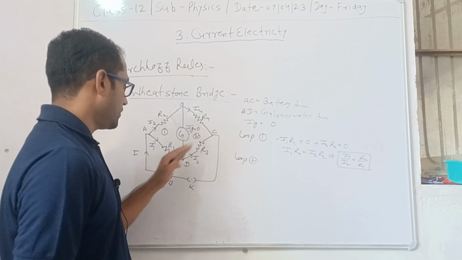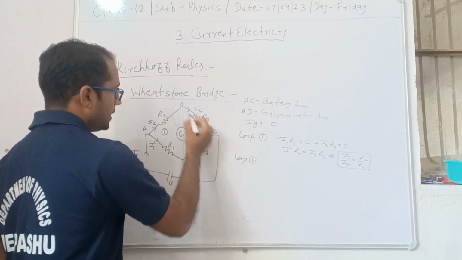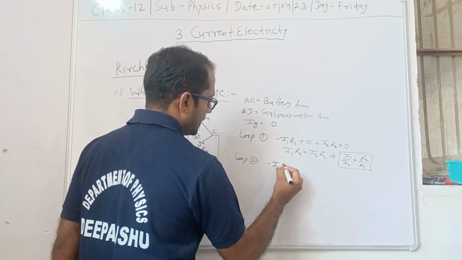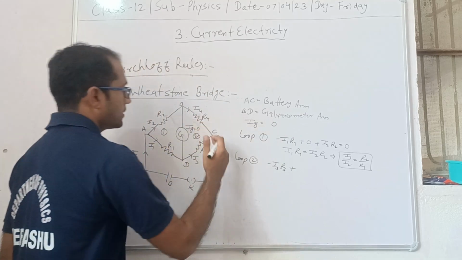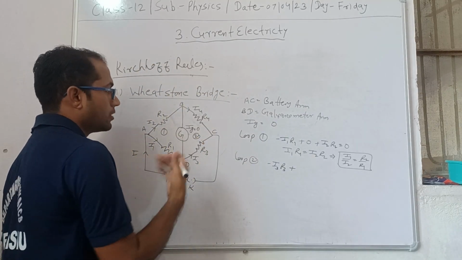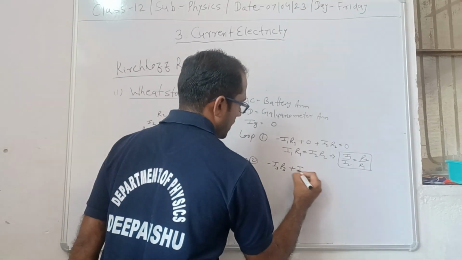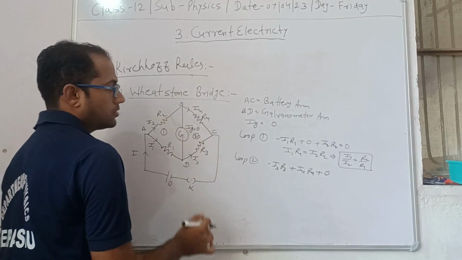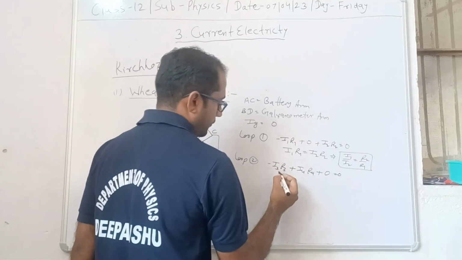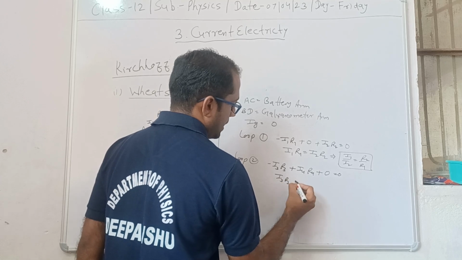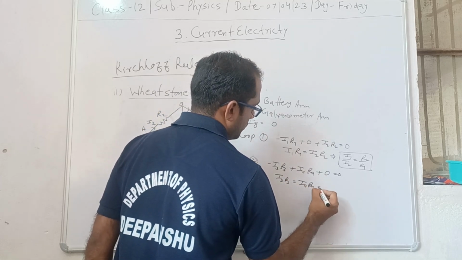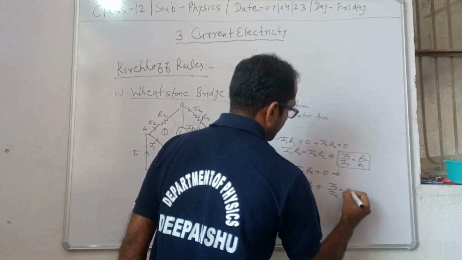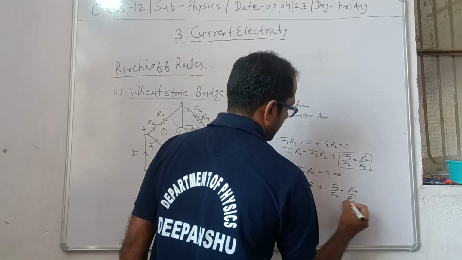Okay, then we start from D, C, B, and finally come back to D. So in DC we get minus I3 R3. Plus, in the other branch the direction of the current and the direction of our loop are different, so we use plus sign I4 R4. And finally in BD the IG is 0, so the voltage is 0. Solving it, we get I3 R3 equals I4 R4, and solving further, we get I3 upon I4 equals R4 upon R3.